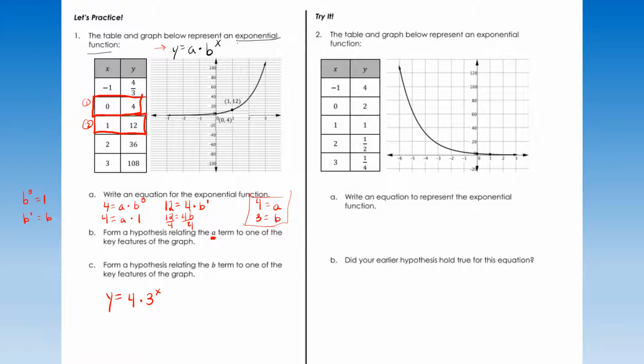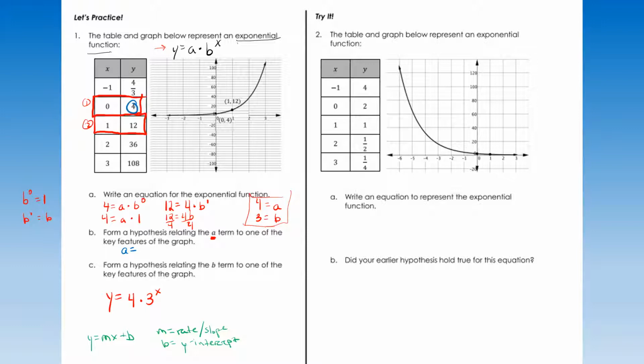All right, let's think back to when we talked about linear equations. Right? When we had y equals mx plus b, we knew m represented the rate or the slope of the line, and b was the y-intercept. Okay. We want to do the same idea here. What is a telling us in this equation? Use blue. What is a telling us in this equation? A is 4.